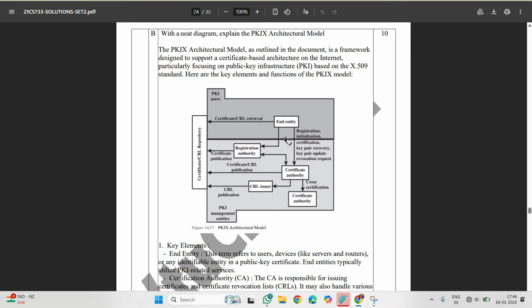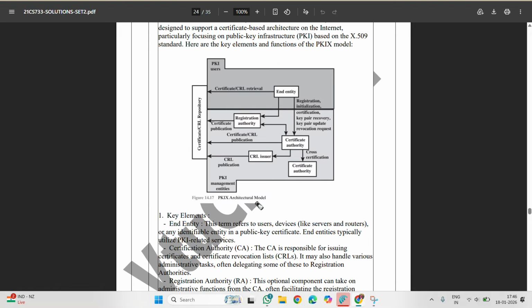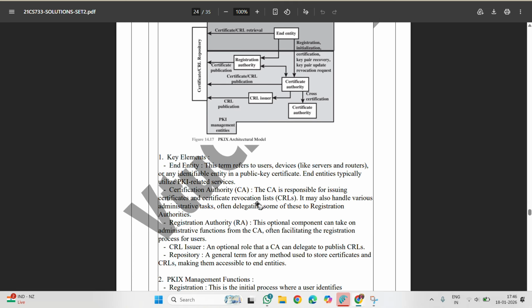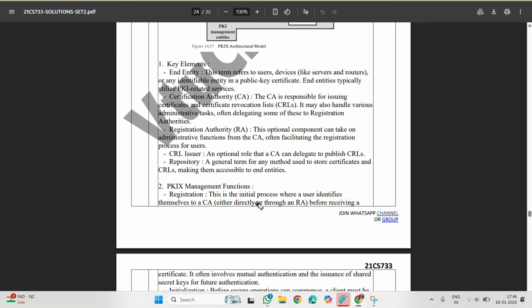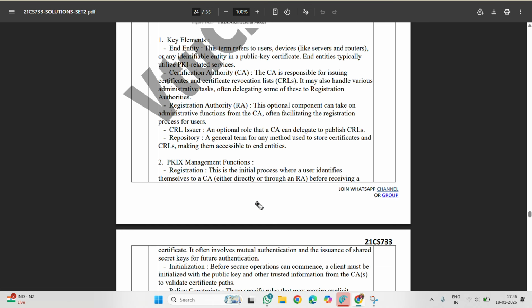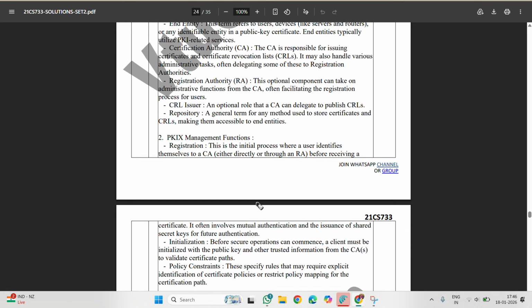Elements are like end entity, registration authority, certificate authority, CRL user, certificate authority, and the certificate CRL repository. Explain these terms with the definitions and why they are used. Explain step by step why these terms are used in the PKIX model.